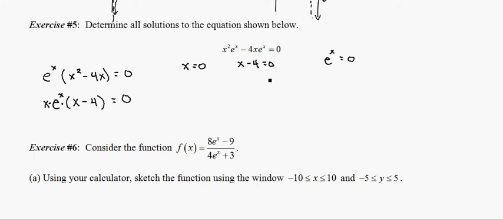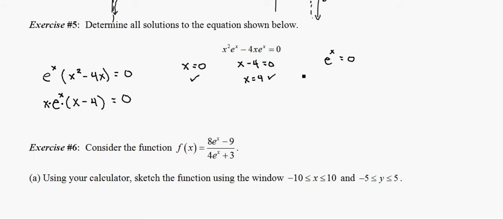Well, one of them's done. All right, we're done here. Obviously, this one's pretty trivial, x equals 4. But this one is more questionable, right? What values of x make e to the x equal to 0? And what I tell my students is, I just want you to say there's no solutions. That's what I want you to say.